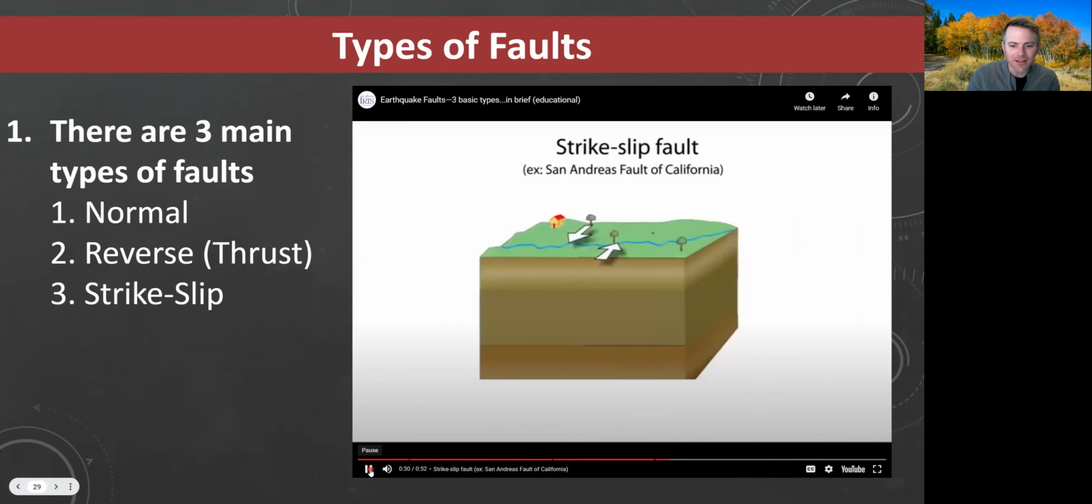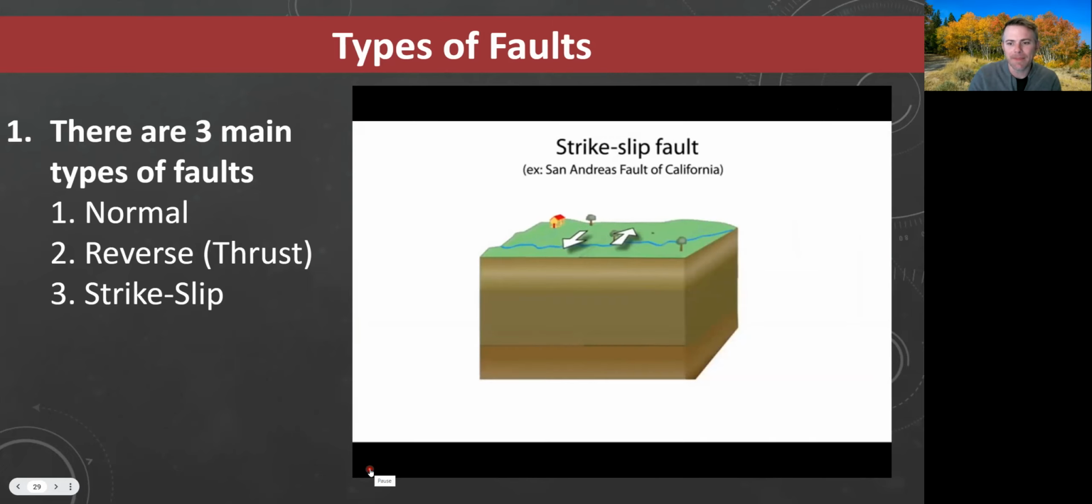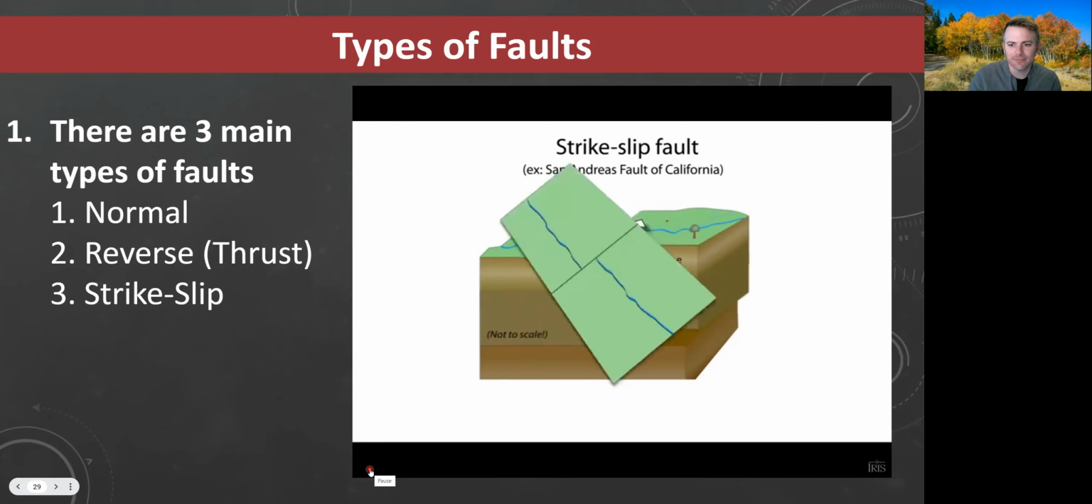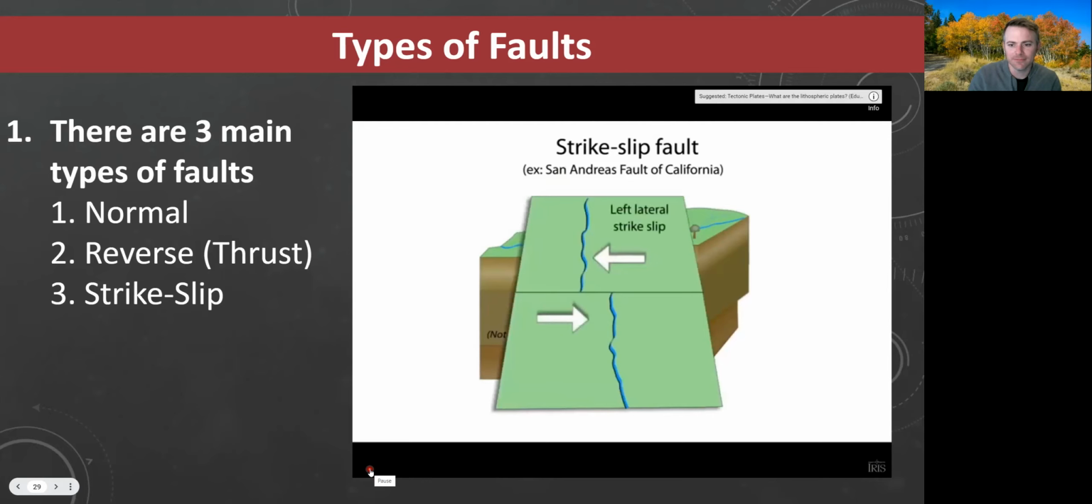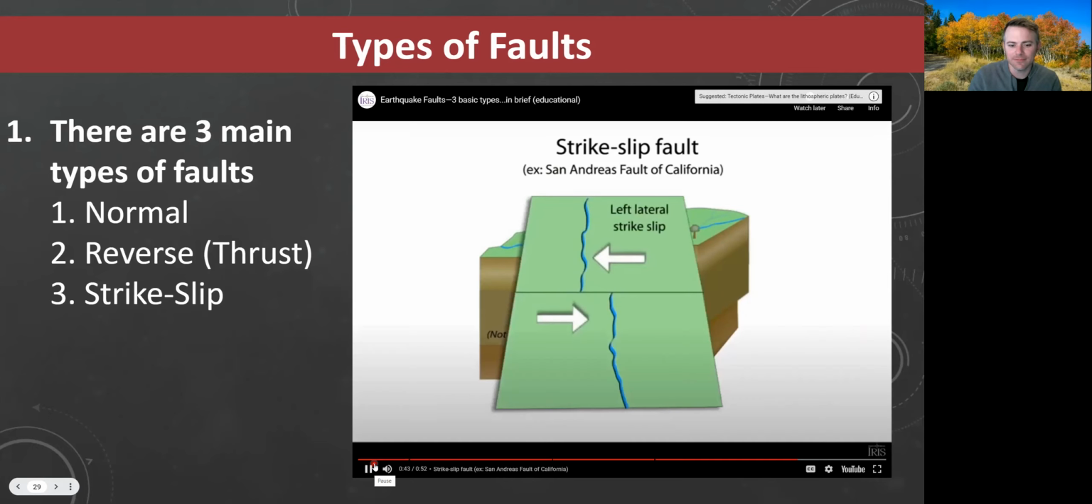Then a strike slip fault, this is like the San Andreas right over here, right? It is a near vertical fracture where the ground has shifted parallel to Earth's surface due to horizontal shearing forces. If you stand on one side of the fault and the block opposite you shifts left, it is called a left lateral fault. If it moves right, it's a right lateral fault.